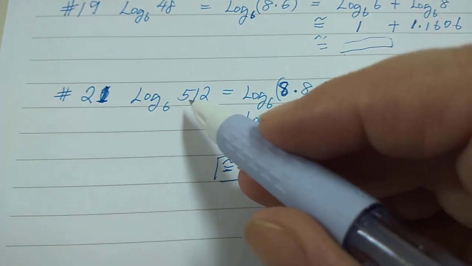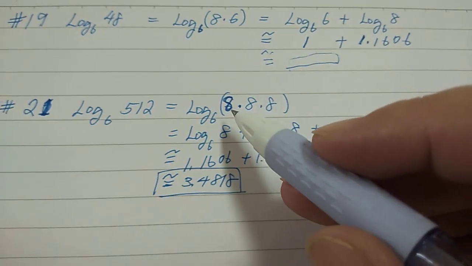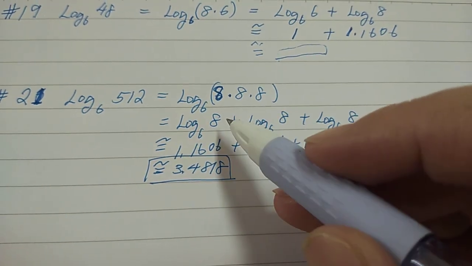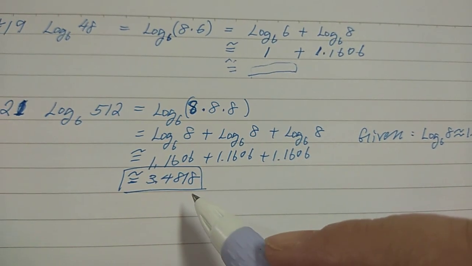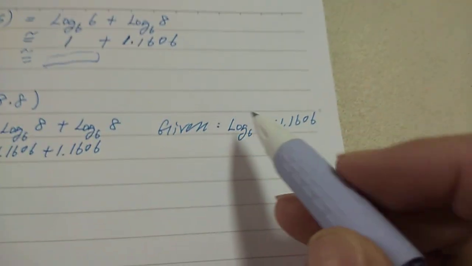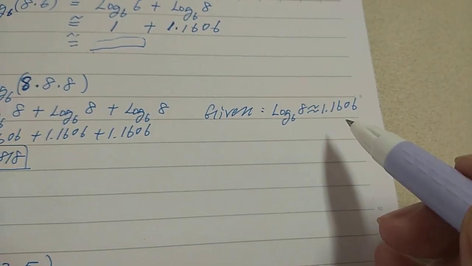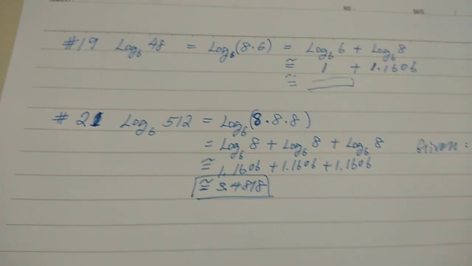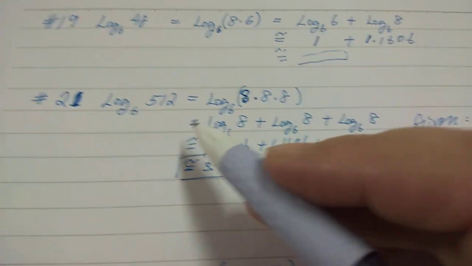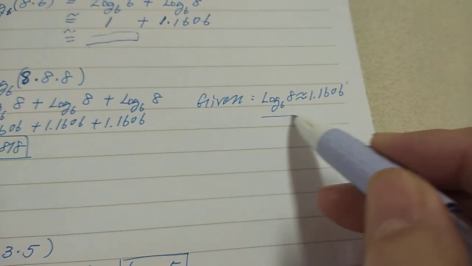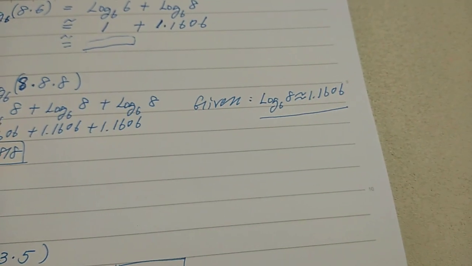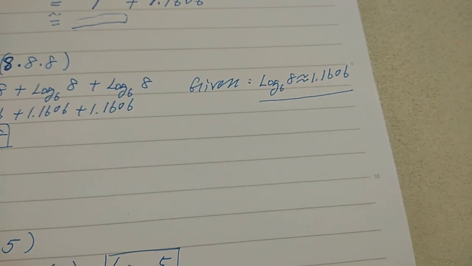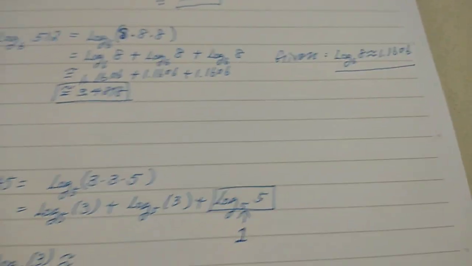This one also, 512, is made up of 8 times 8 times 8, so you can separate them out and then add them together, and this is your answer. Okay, so you're always using the givens that they give you. Don't use the calculator to figure these out. You're supposed to use these things that were given to you in the book to approximate your answers. Okay, all right, I hope that was helpful.